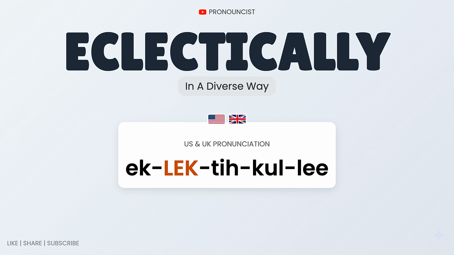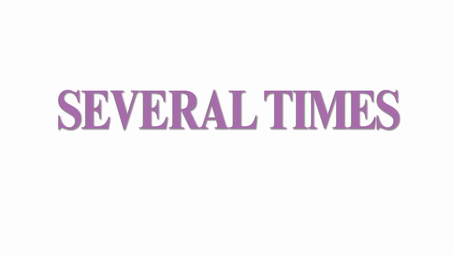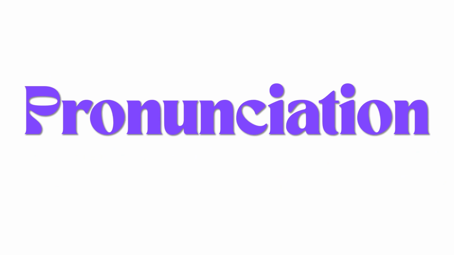Practice repeatedly and you'll soon be able to say this word perfectly. The best way to practice is to repeat the syllables multiple times. The meaning of the word is in a diverse way. Try repeating this word several times to improve your pronunciation.